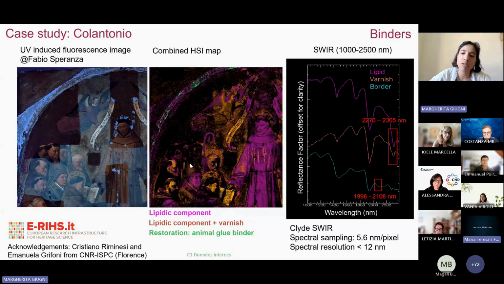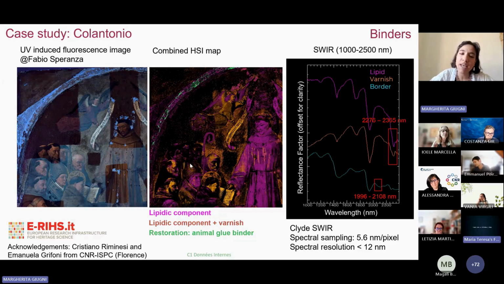One end member here is related to animal glue that was found in a part that we know for sure was restored, so we're not really interested in that. Of the two other components, one is a lipidic component, let's say, and the other one is a lipidic component broadened by the varnish. As you can see, the orange component is mapping in the same region as the varnish that is shown in the ultraviolet induced fluorescence image.